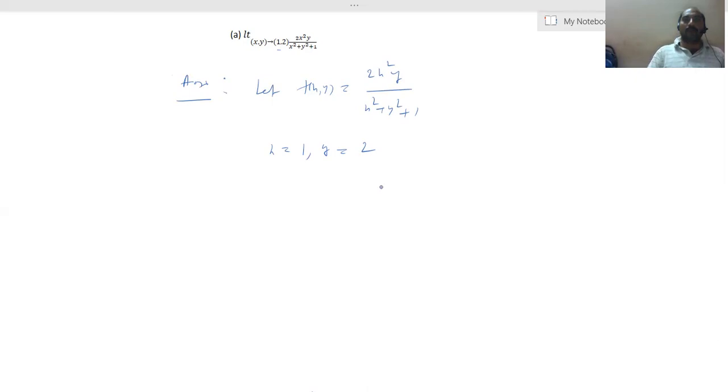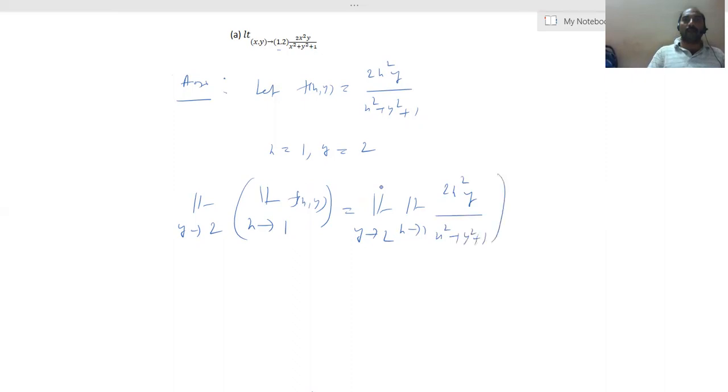Then start the process. Step 1: first find the simultaneous limit. Limit x tends to 1, f of x comma y, limit y tends to 2. We need this limit first: limit y tends to 2, limit x tends to 1 of the function 2x square y by x square plus y square plus 1. First evaluate the internal limit, x tends to 1.